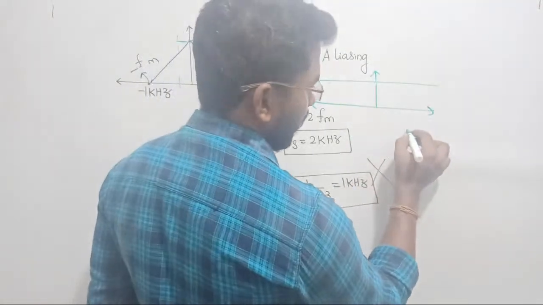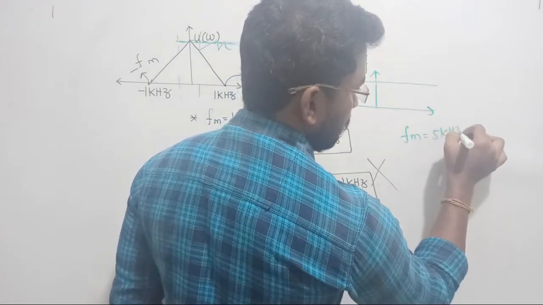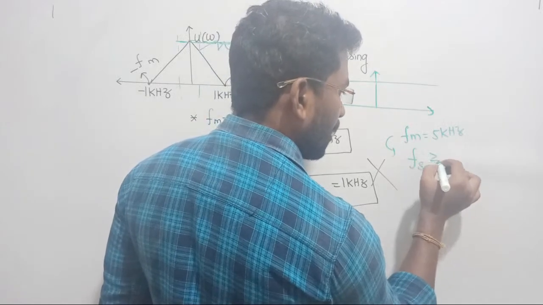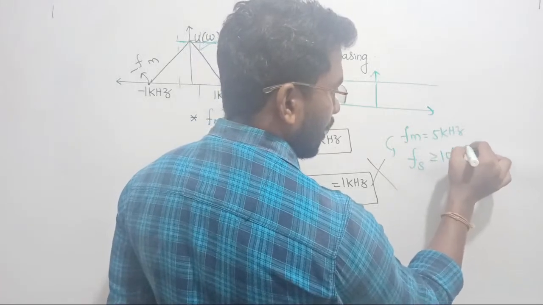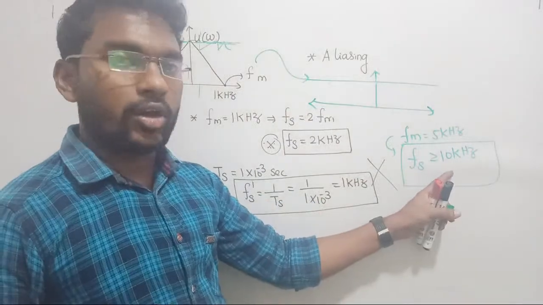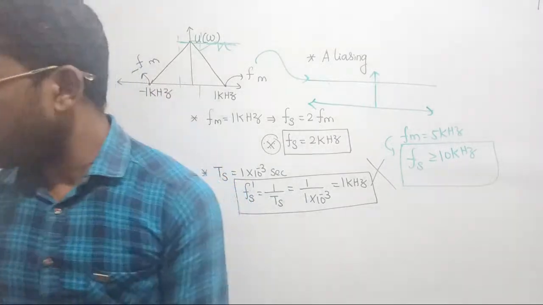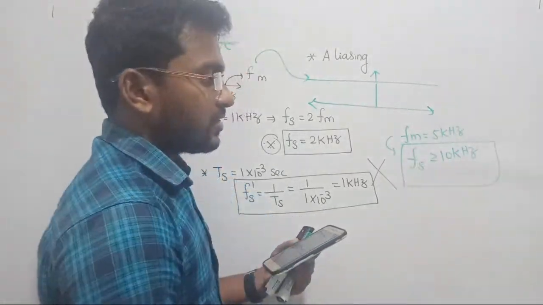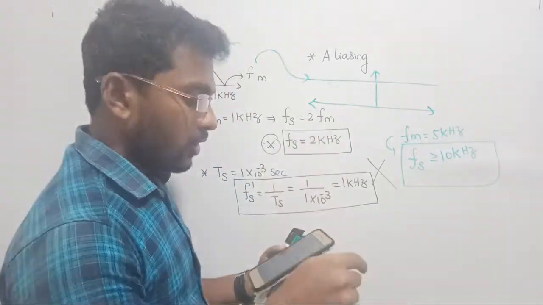Maximum frequency is 5 kHz. So what is the condition to do sampling? You can do critical sampling or go beyond that, twice the maximum frequency, such that the sampling frequency should be at least equal to 10 kHz or greater than 10 kHz. So what is the correct answer? If it is greater than 10 kHz, the sampling frequency can be chosen accordingly. Option A is incorrect.